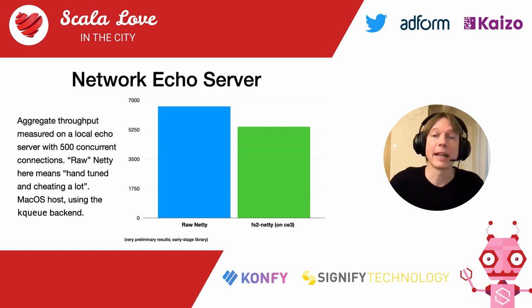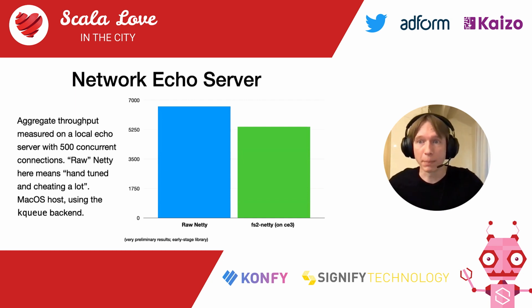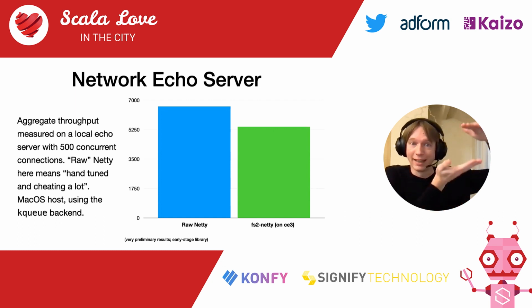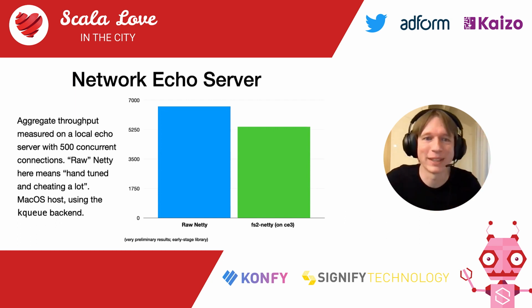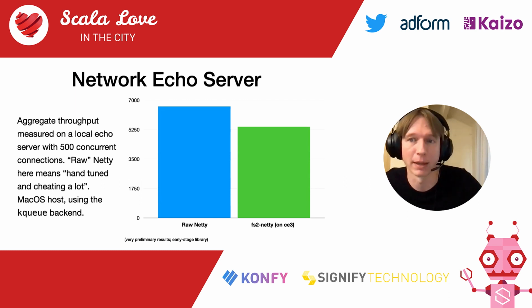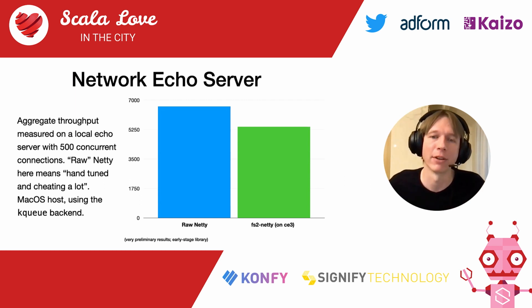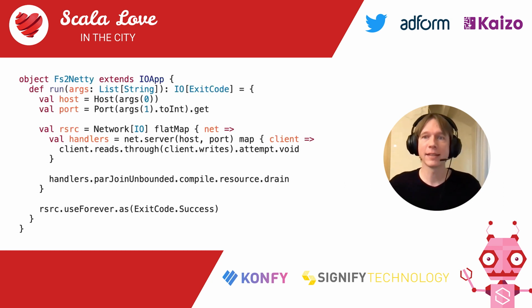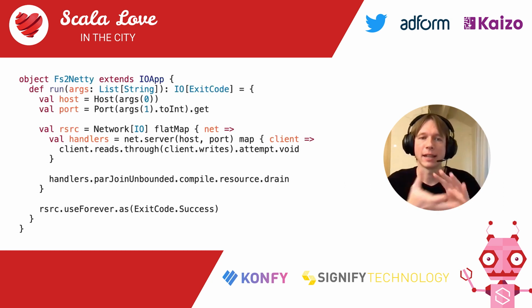The FS2 Netty thing is super general and purely functional and craziness. And look, it's within, what is this, 12, 15%, something like that? That is crazy. And this is an aggregate throughput, by the way. So 12, 15% on aggregate throughput. So to be really clear, this is the whole echo server, right? It's this super generic thing.